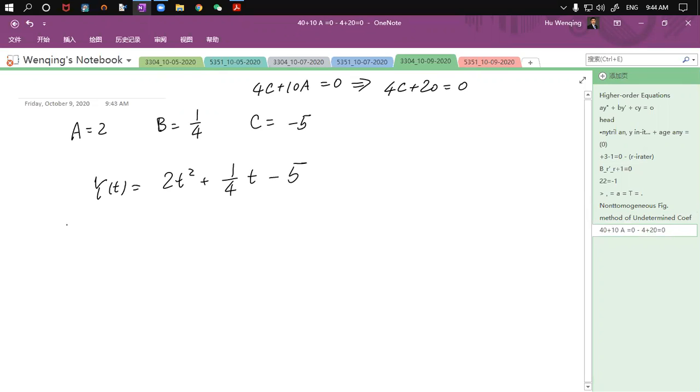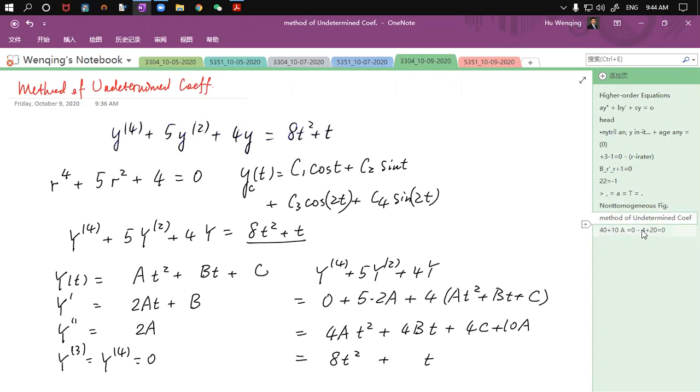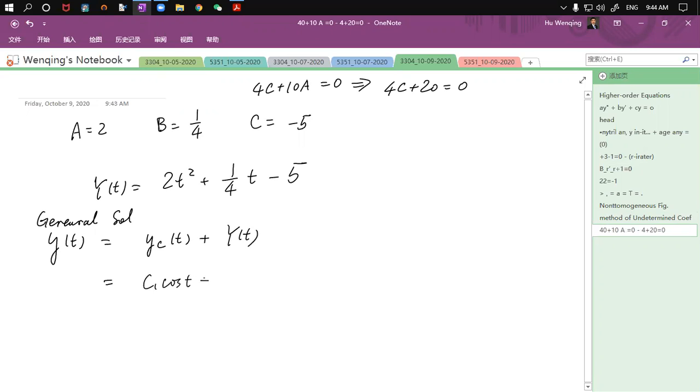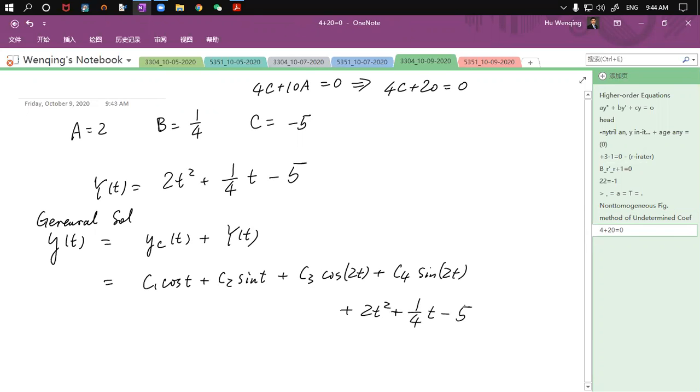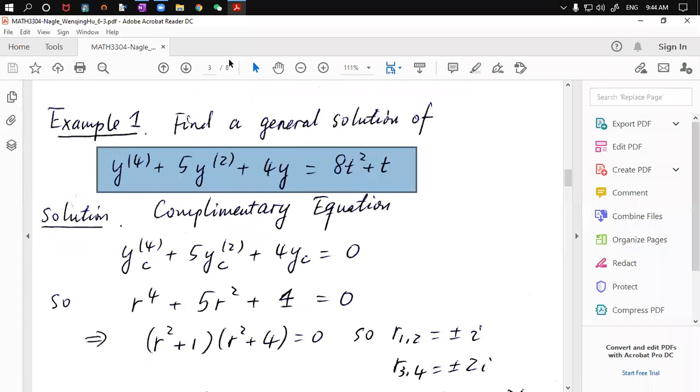Now, as long as you have the particular solution, you have the general solution. The general solution is just equal to the complementary solution plus the particular solution. Do you remember the complementary solution? It was C1 cosine, C2 sine. So that's C1 cosine of t plus C2 sine of t plus C3 cosine of 2t plus C4 sine of 2t, and then plus the particular solution, 2t squared plus 1/4 of t minus 5. That's how you find the general solution.